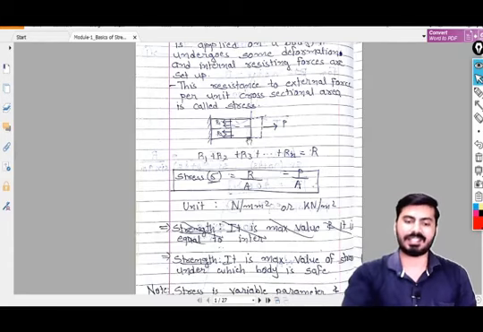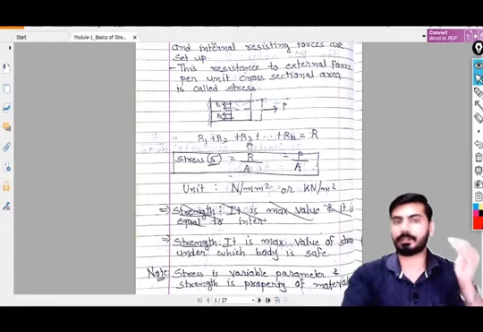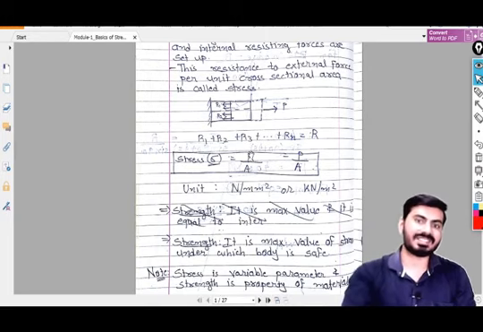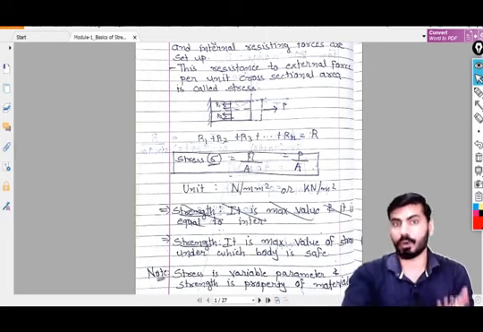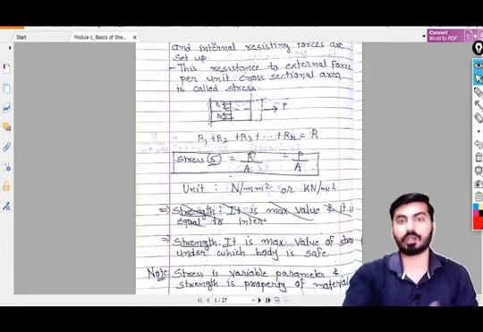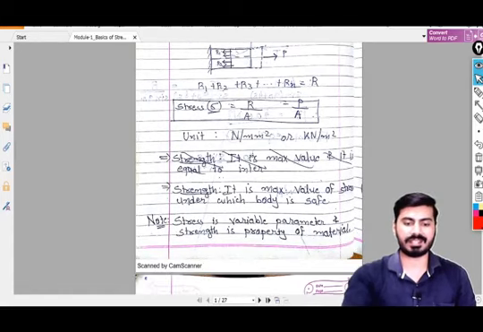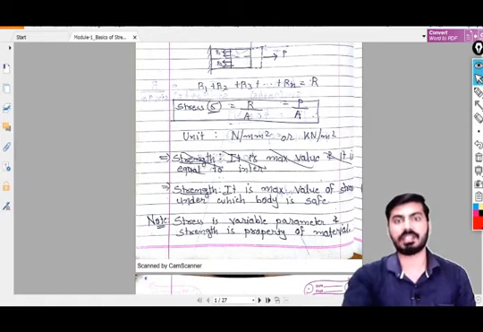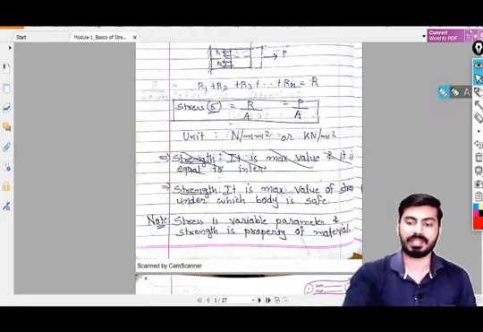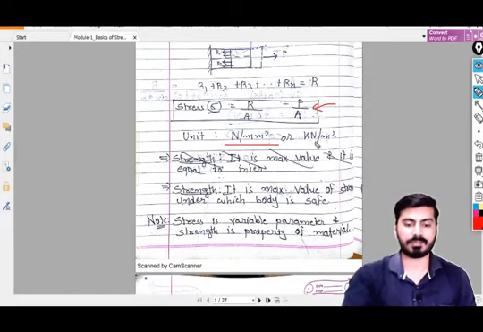So basically stress is the internal resistance force per unit area. The area is the one which is offering the resistance, or we can say that it is the resisting area or the cross-sectional area of the body. This is the equation of the stress, that is R upon A, where R is the internal resistance force which is equal to the externally applied load P. That's why we have written P by A. The unit of the stress is Newton per mm square or kilonewton per meter square.